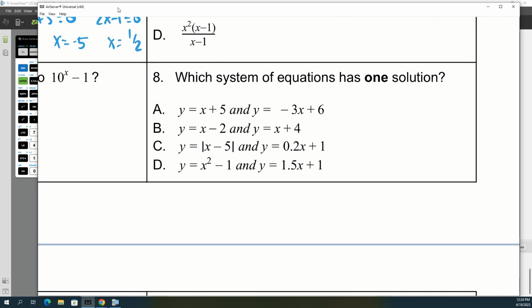Okay, and then for 8, we want to know which system has one equation. I would type them both in y equals, so one in y1, one in y2, and you're looking for something like that, where they cross only at one point, which ends up being A.